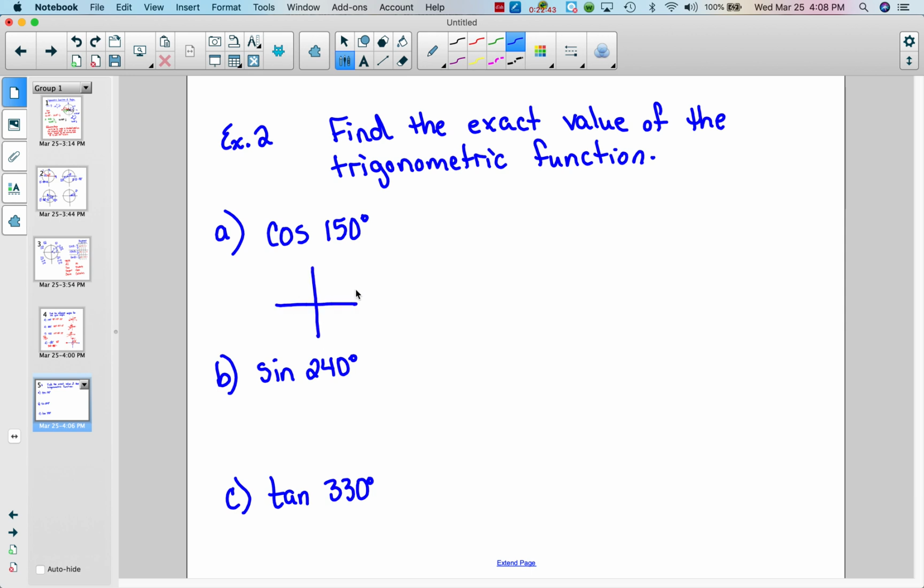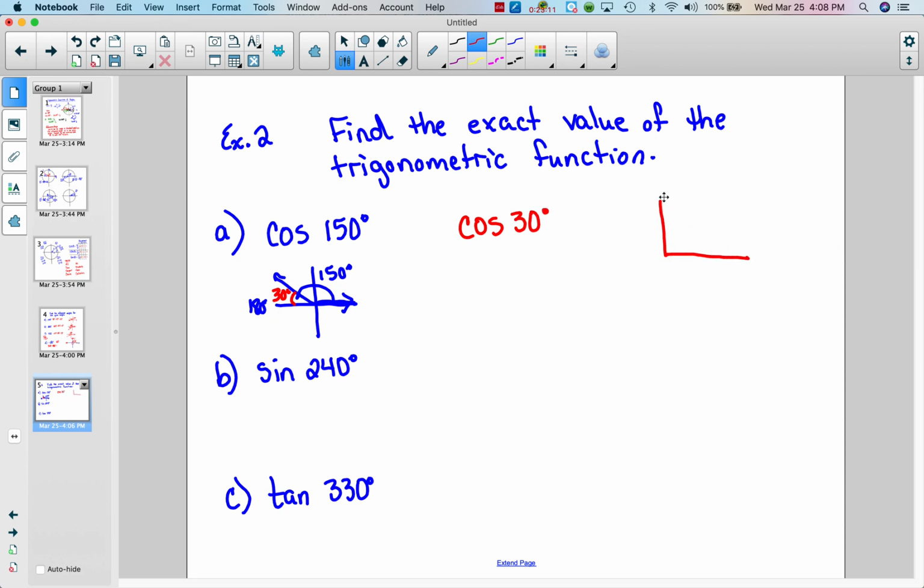So 150 is going to be in quadrant 2, because remember this is 180. So 150 starts at the positive x-axis, and so it's something like this. So here's 150 degrees. Then I'm going to find the reference angle. So I'm going to take 180 minus 150, which is 30 degrees.